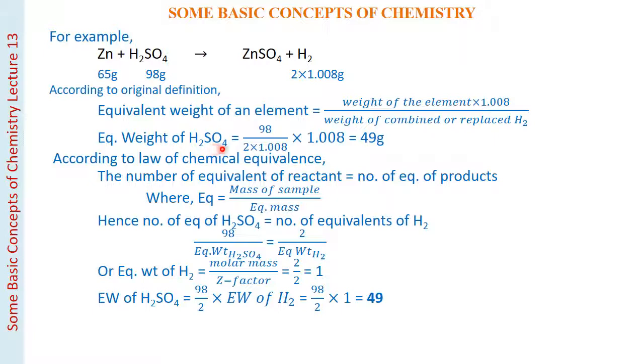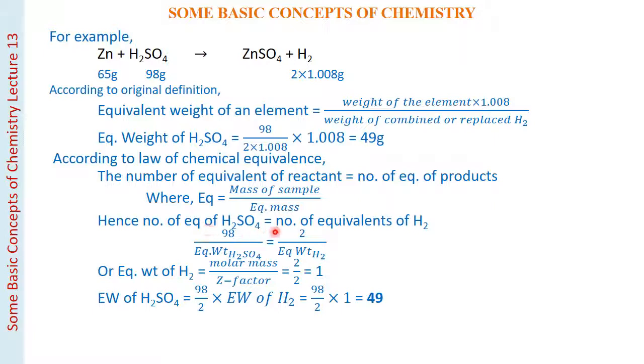If you see the number of ionizable H ions in H₂SO4, it is 2. So 98 divided by the Z factor, you got 49. And then according to the law of chemical equivalence also, you have seen that the number of equivalents of the reactant are equal to the number of equivalents of the product, where the number of equivalents is the mass of the sample over the equivalent mass.